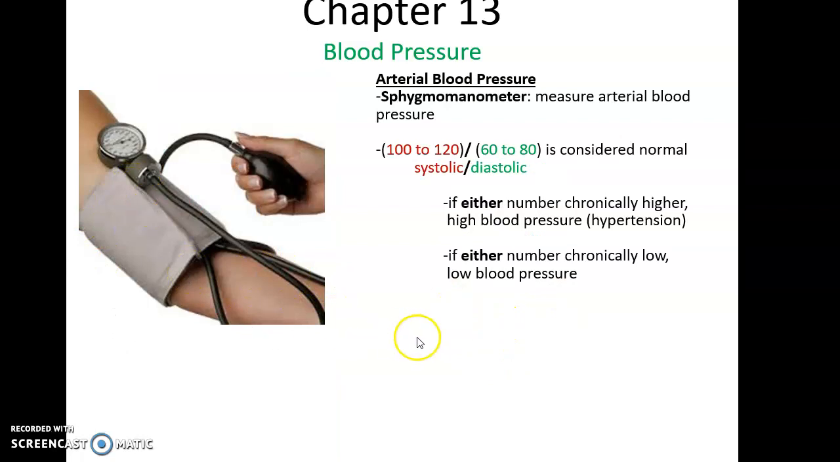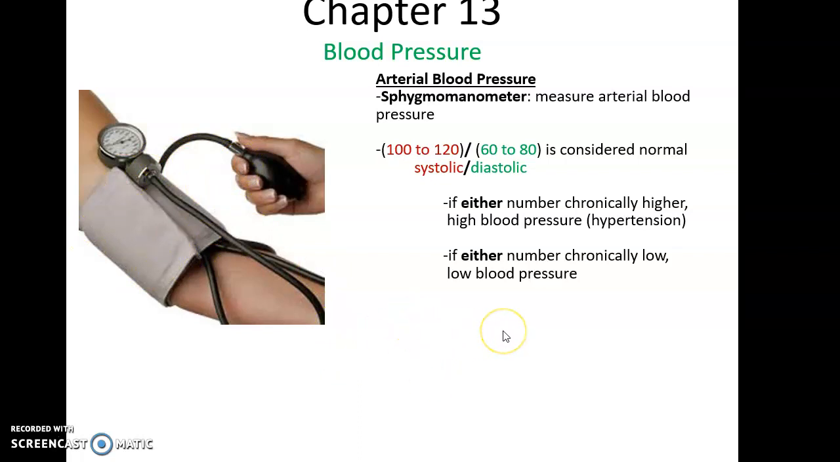Now we can measure blood pressure, arterial blood pressure, using a sphygmomanometer. Okay, people just call it a blood pressure cuff, but that's the official name. And if we were in person, then you would actually get to play with these, get to try to use them.